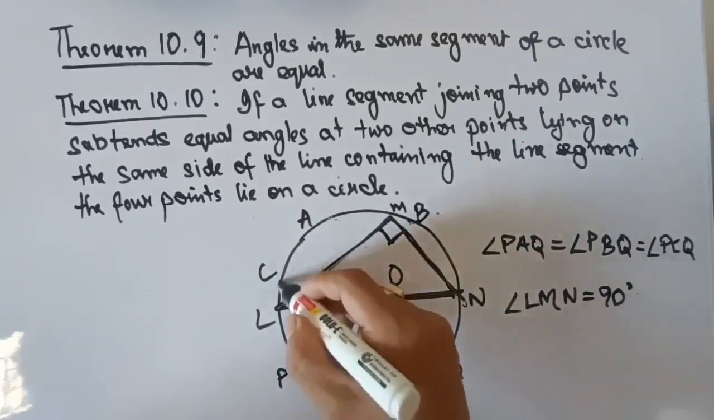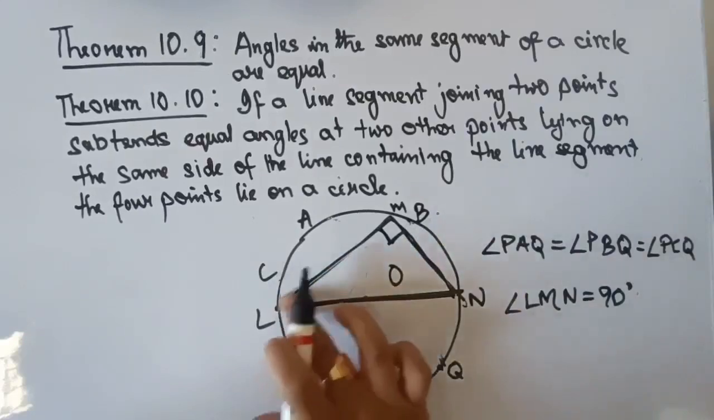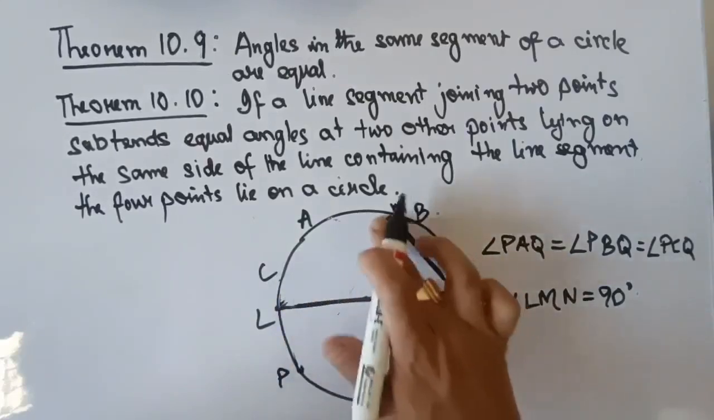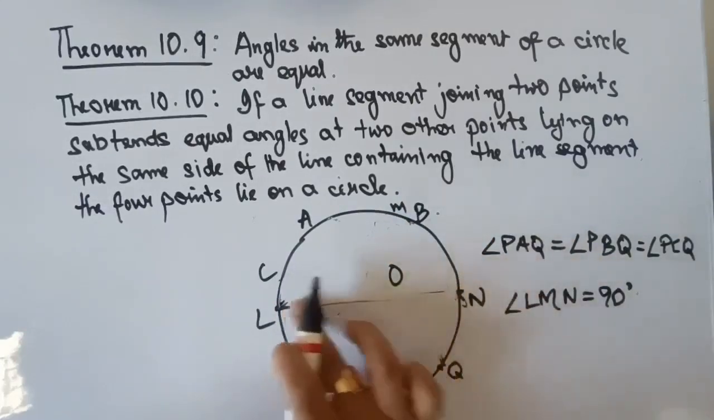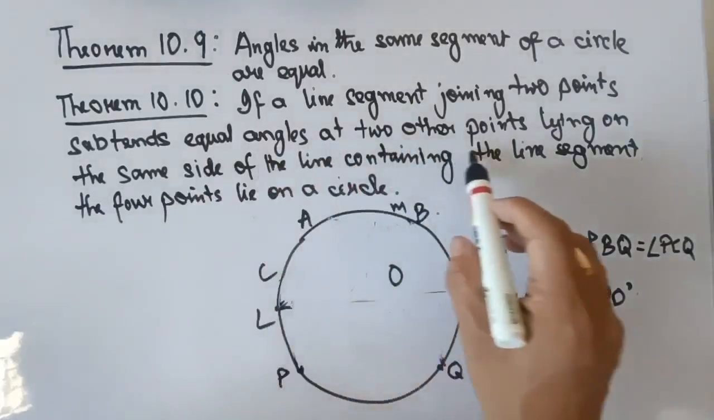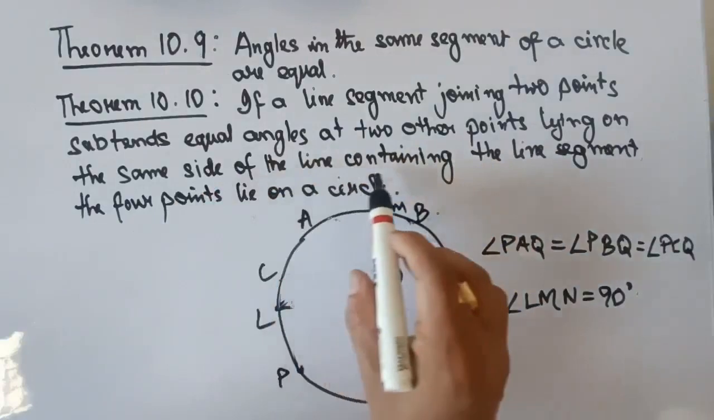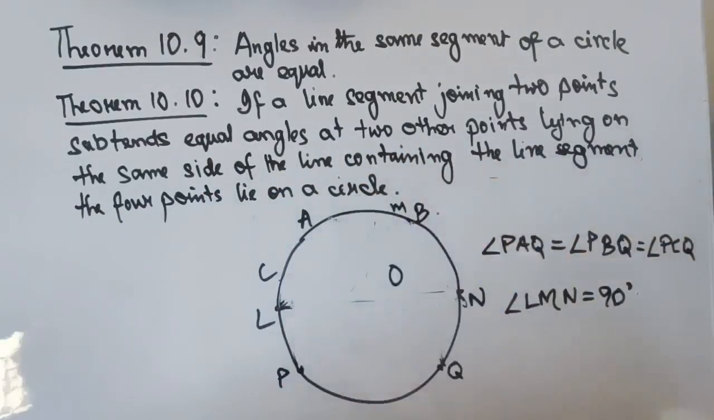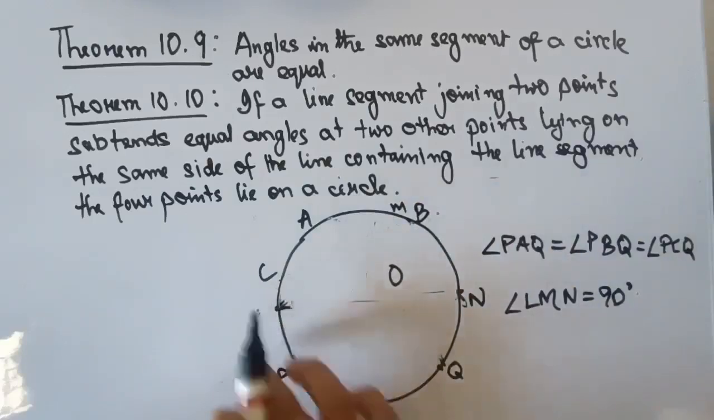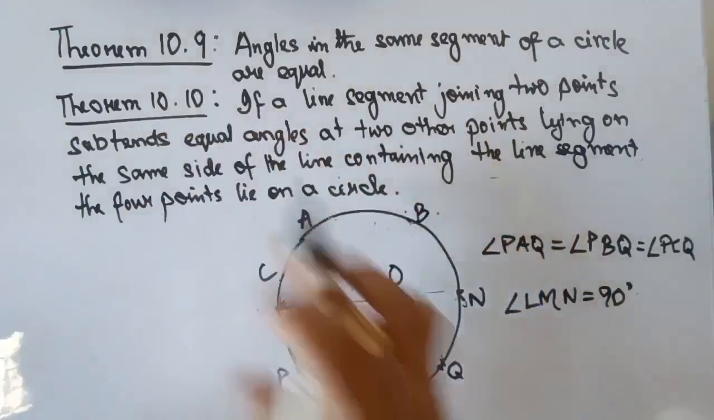Now moving on to theorem 10.10. The theorem 10.10 says if a line segment joining 2 points subtends equal angles at the other points lying on the same side of the line containing the line segment, the 4 points lie on a circle. This is the converse of theorem 10.9.